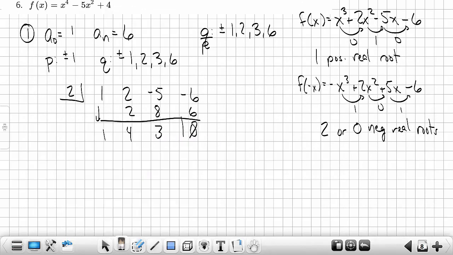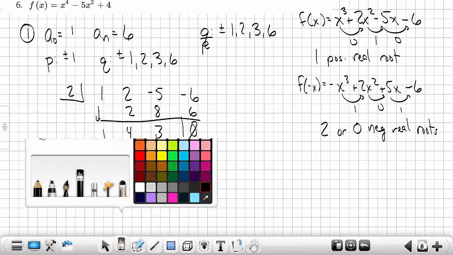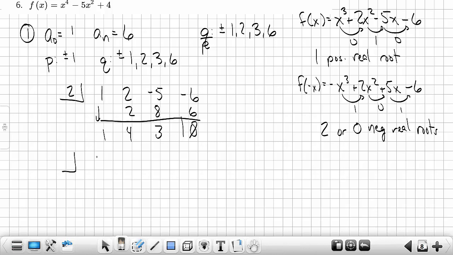So now we found our one positive. There are no more positives. So now I've got to check negative 1, negative 2, negative 3, negative 6 to see if we have any negative real roots. So 1, 4, 3. Let's see, negative 1 is going to work. So we get negative 1, 3, negative 3, 0. So this means that's 1x plus 3 equals 0. So x equals negative 3 is our last root. So our 3 roots are x equals 2, x equals negative 1, x equals negative 3.